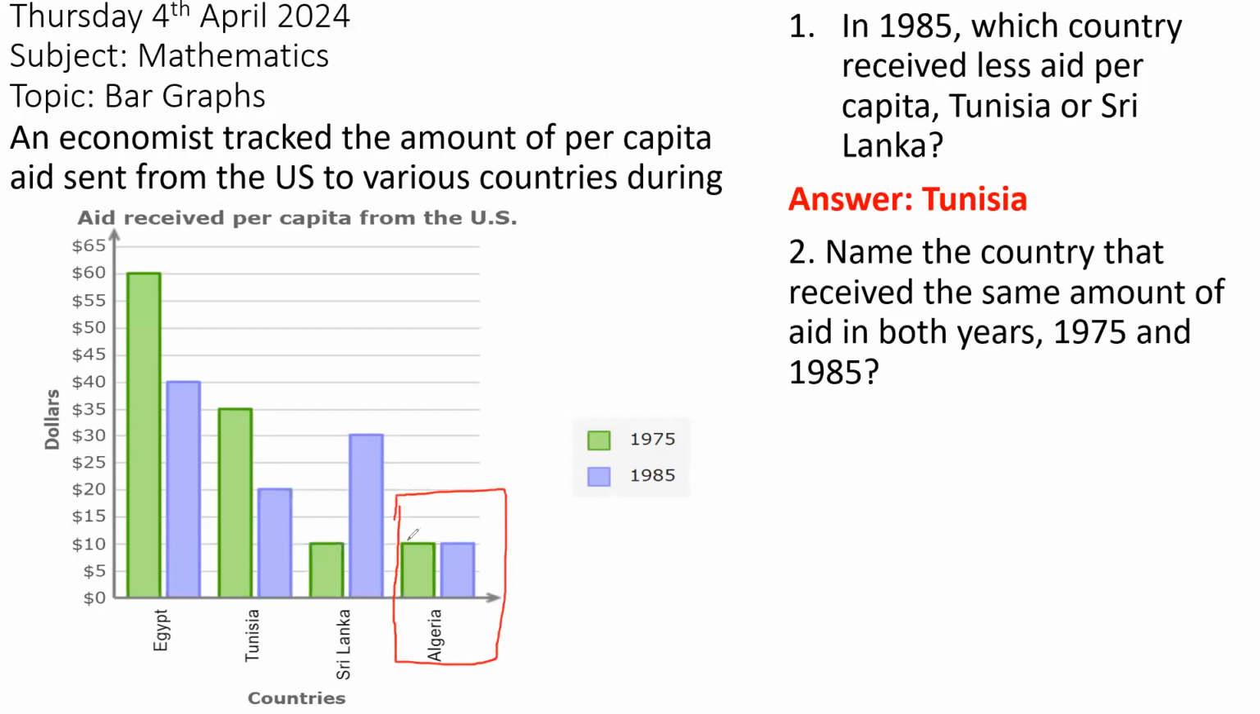We have Algeria. In 1975, how much did they receive? They received $10, yeah. In 1975, $10. And in 1985, they received also what? $10 as well. Okay, so in both cases, they received $10.